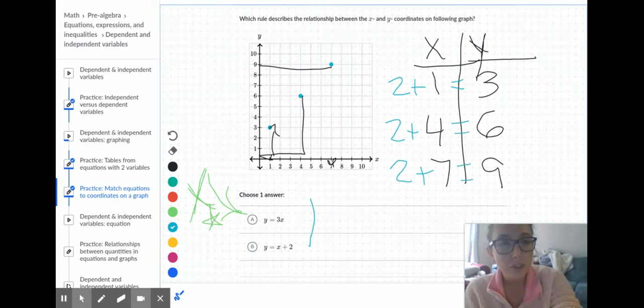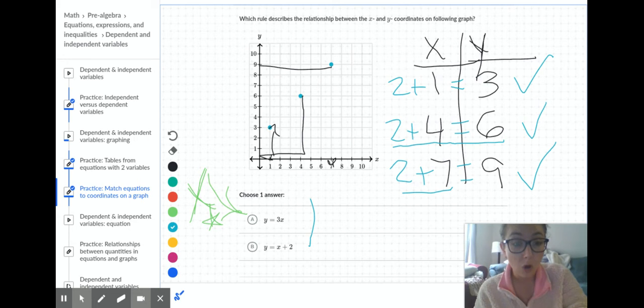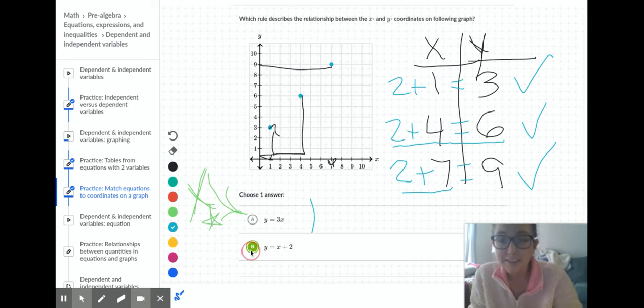Well, in this one, 2 plus 1 is 3, 2 plus 4 is 6, and 2 plus 7 is 9. Since all 3 of those points work and make the equation true, I can say that b, y equals x plus 2, does match my graph.